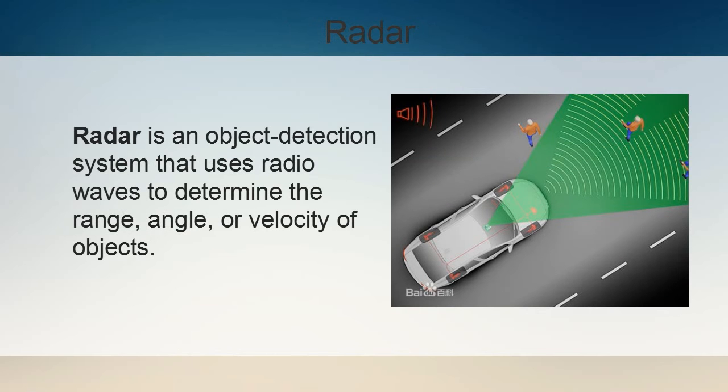Radar is an object detection system that uses radio waves to detect the range, angle, and velocity of objects. And there are 4 radars on self-driving cars. 3 are in the front and 1 is at back. They are used to measure the distance with each object in front of the car with the help of the computer and the front camera.